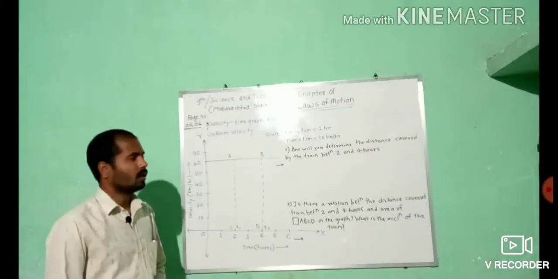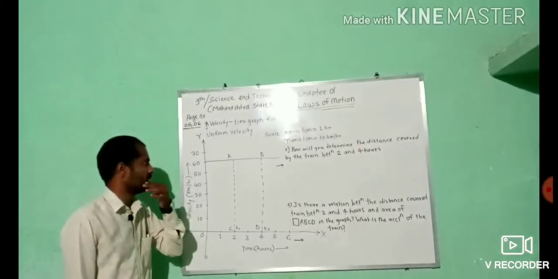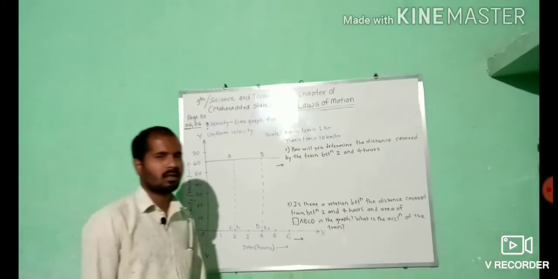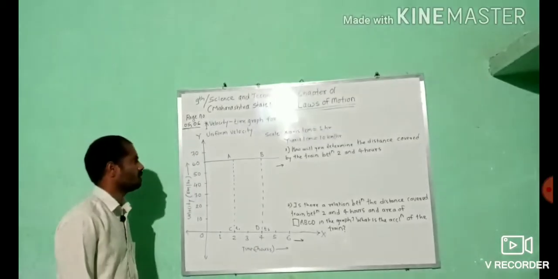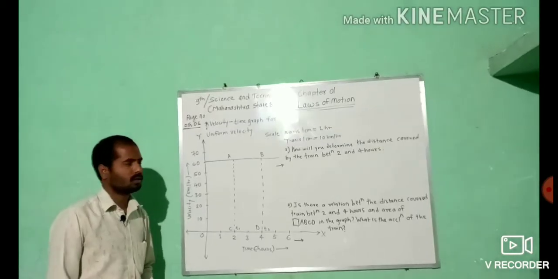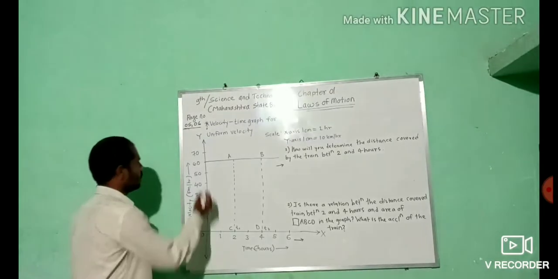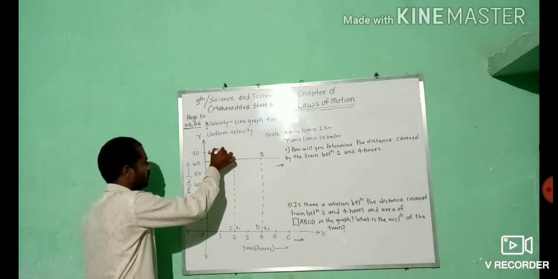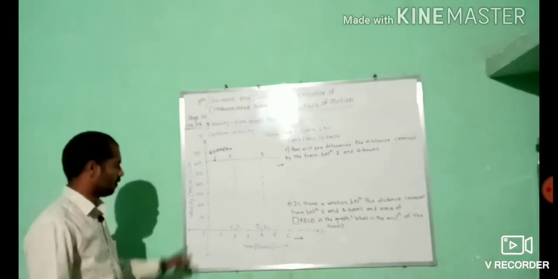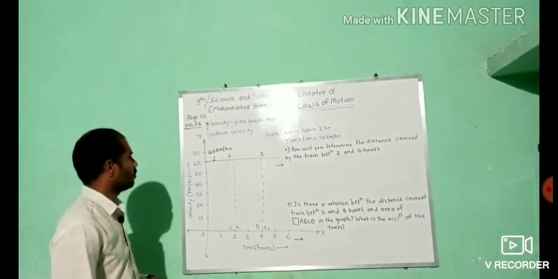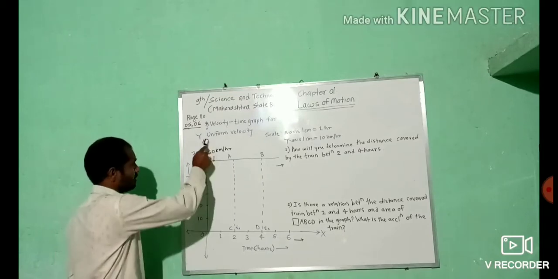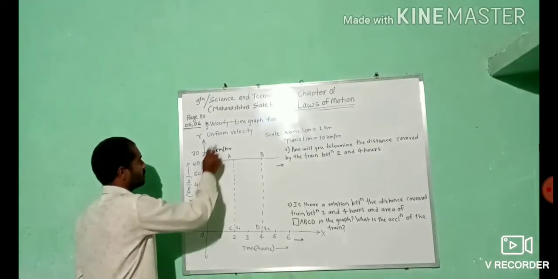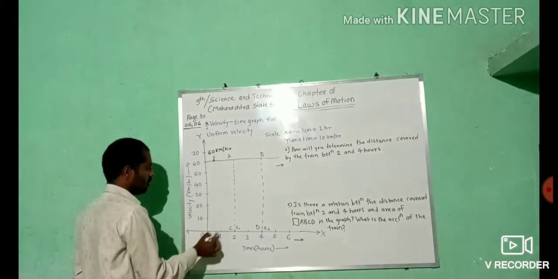Okay, so next is the velocity-time graph for uniform velocity. For example, there is one train which is moving with a constant velocity of 60 km/h for 5 hours. As it is a uniform velocity, it has a straight line graph. So it has a constant velocity of 60 km for each hour.